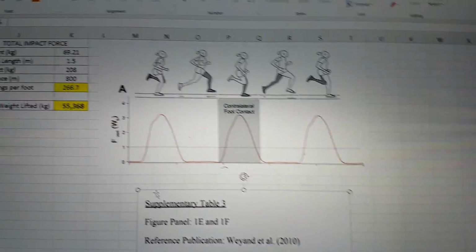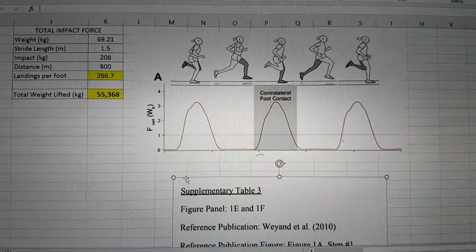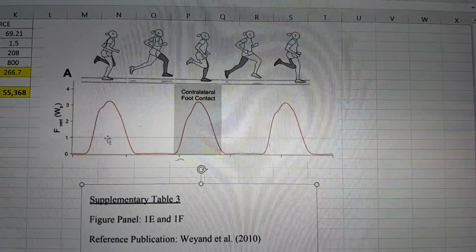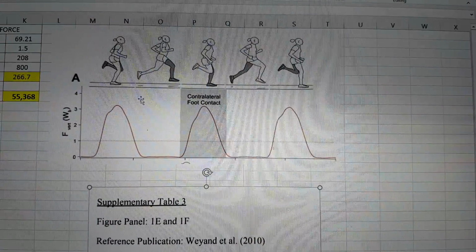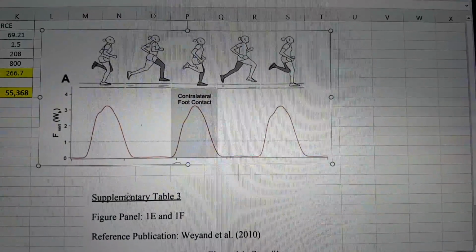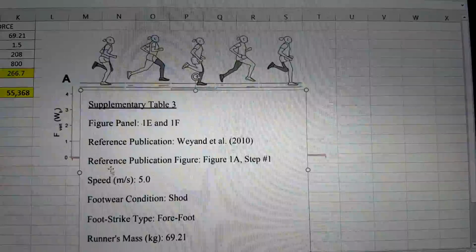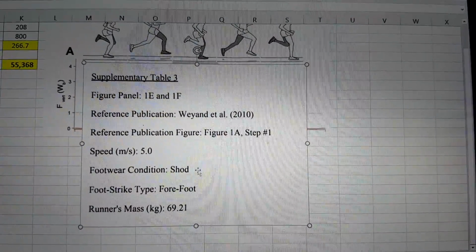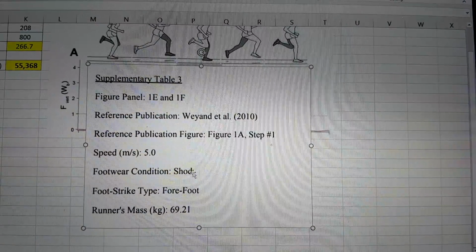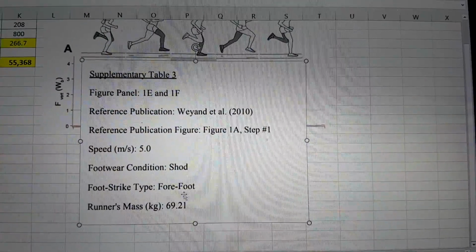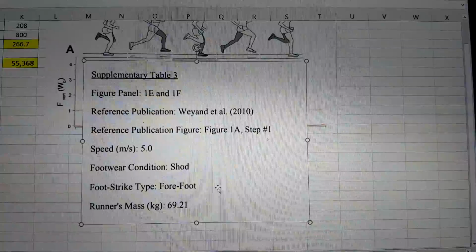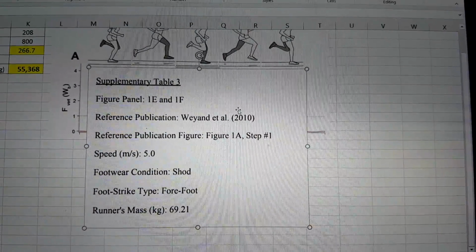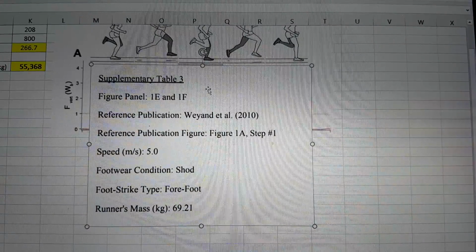So I've made a little spreadsheet to calculate the total impact force in running. What you see on the screen here is a vertical force signature of a female runner with the following characteristics. She's running at 5 meters per second. She's shod, meaning she's wearing shoes, with a forefoot strike and a mass of 69.21 kilograms. This was taken from this publication. If anyone wants to get that reference, I'm more than willing to share it with you.